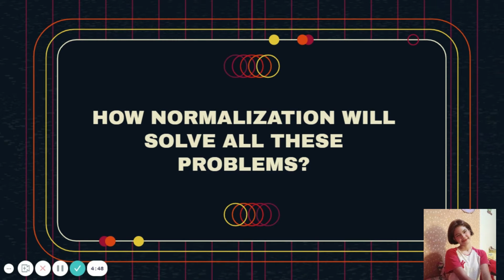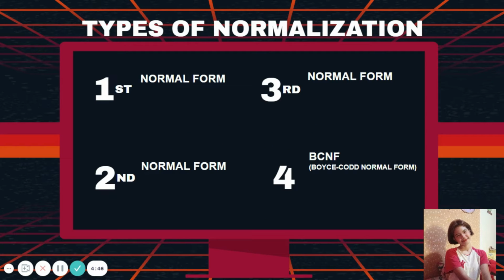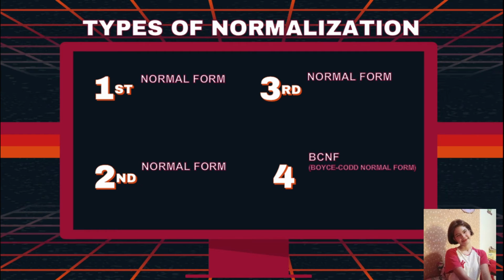So normalization can be achieved in multiple ways. We have three basic normal forms in which we can achieve normalization. These are first normal form, second normal form, third normal form, and another more advanced normalization technique, which is known as BCNF or Boyce-Codd Normal Form.